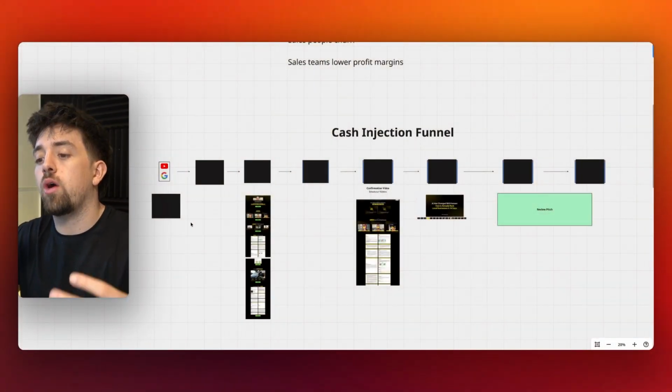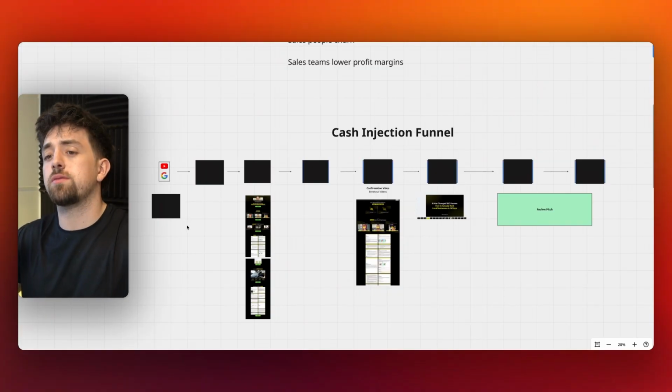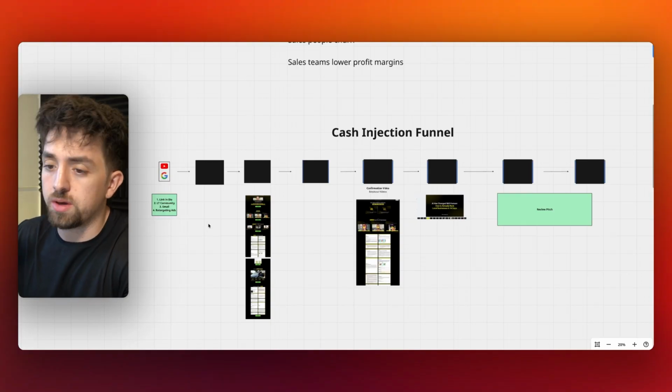Now, how do we run a cash injection funnel? How does it work, right? And I've already told you that this is the funnel that's helped us generate millions of dollars online in the last year. So how does it work?